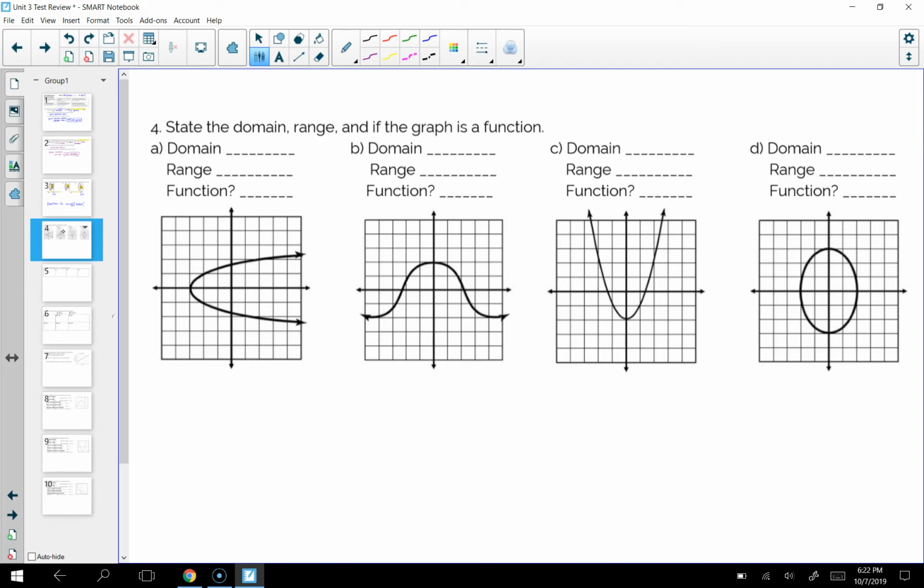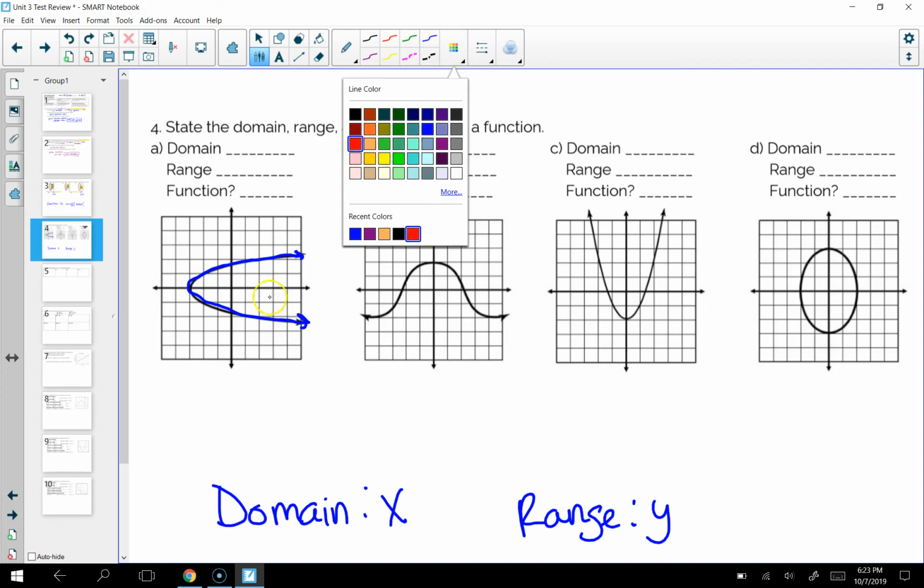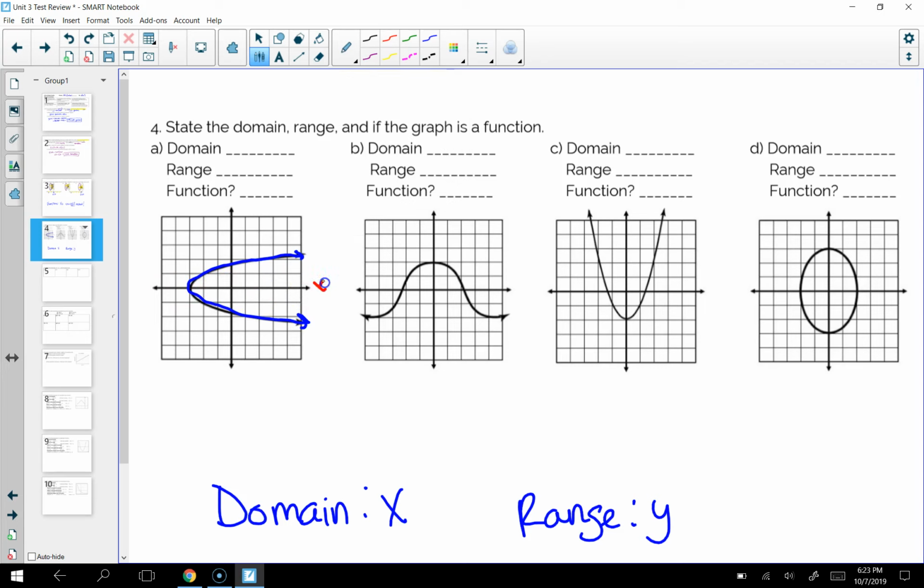So this first one, what is my domain? Remember, domain is all the x's that are on your graph. Range are all the y's that are on the graph, okay? And when I mean the graph, I mean the piece that's actually graphed here for you. So on this blue sideways parabola, what are all the x's that are available? Okay, so we're looking at my x-axis, which is this guy.